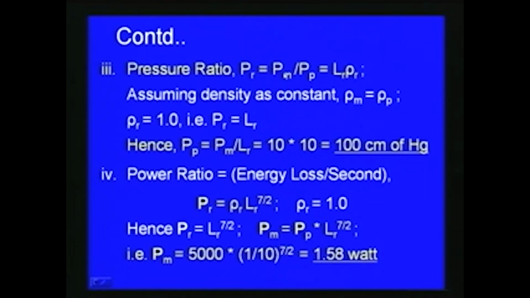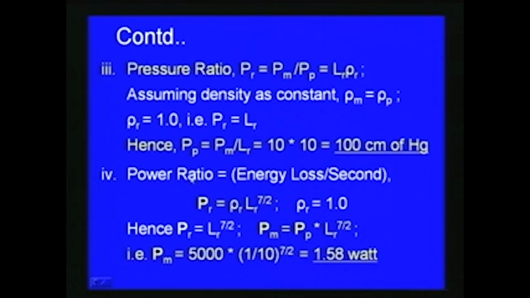The pressure ratio is Pm by Pp, so we can write it as Lr rho r. We assume the density as constant. If water is used in both cases, we can assume density as constant, so rho m is equal to rho p, and rho r is equal to 1. Correspondingly, the pressure ratio will be Pr equal to Lr. So, Pp, the prototype, will be Pm divided by Lr. Here Pm is given as 10, so 10 into 10, which is 100 centimeter of mercury. So, this is the third part of the problem.